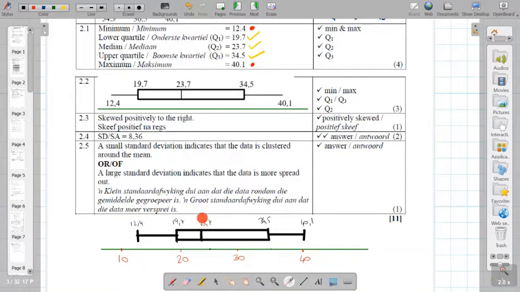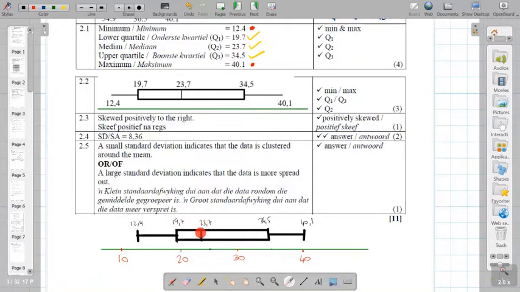And what does it mean, by the way? Median is the middle number. Half of the values are less than this, 23. Half of the values are more than that. That means most of the values are closer to the minimum value. Most of the data is closer to the minimum. That's why we say it is skewed to the right. It is positively skewed. Okay.